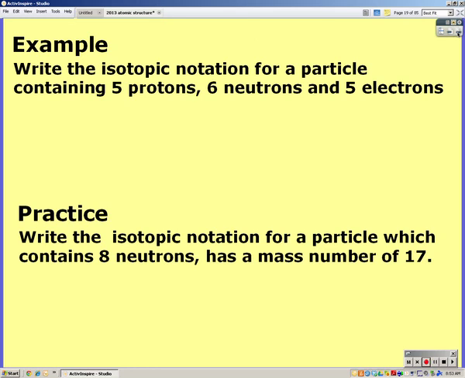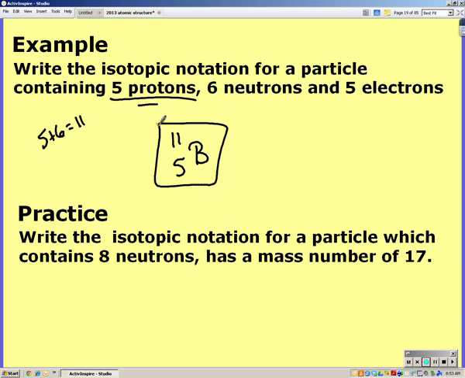Looking at the first example, we have 5 protons, 6 neutrons, and 5 electrons. If you have 5 protons, that's the atomic number. Looking on your periodic table, an atomic number of 5 represents the element boron. To get my mass number, I add my protons plus neutrons, which gives me a mass of 11. The protons and electrons are equal, meaning that this is a neutral atom.